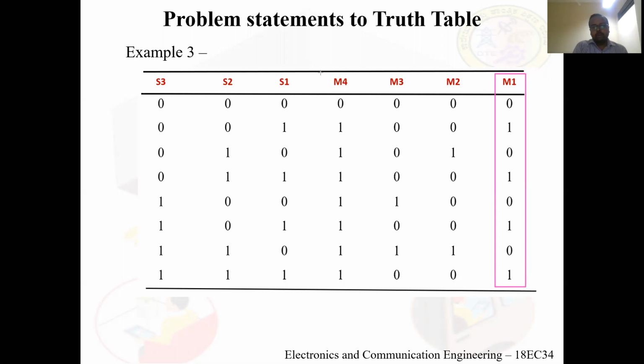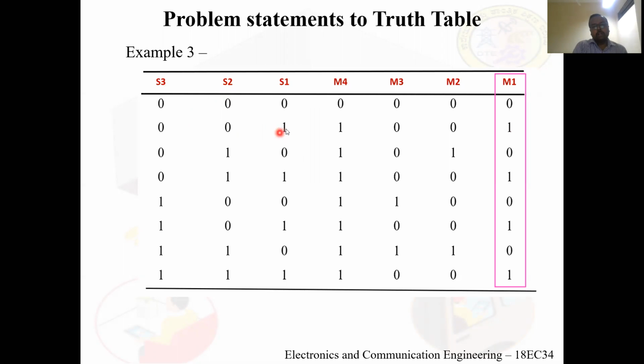For these input combinations, for the second combination it is 1, for this combination it is 1, this combination 1, and for this one it is 1 here, right? Now if you see this one, what are the three input variables we have? S3, S2 and S1, right? You can see here S3 is 0, S2 is 0, and S1 is 1, right?